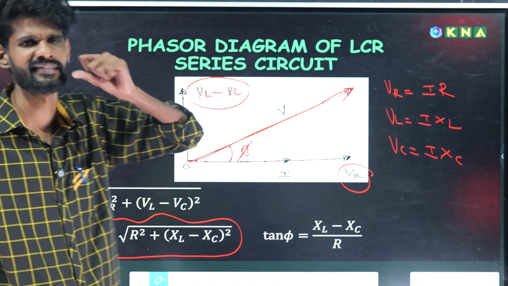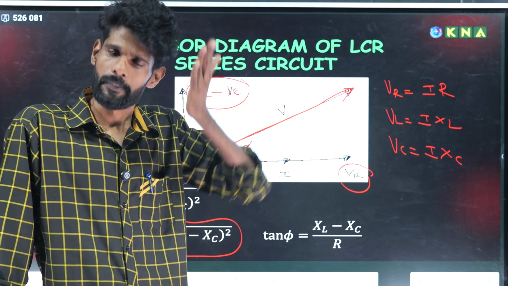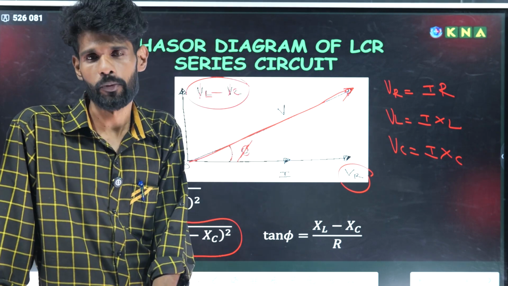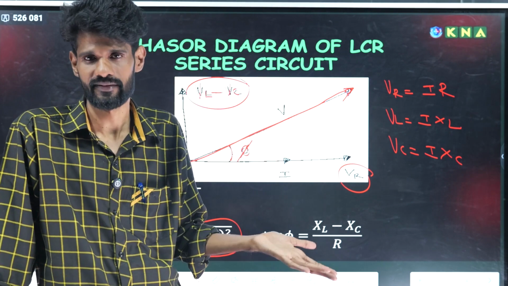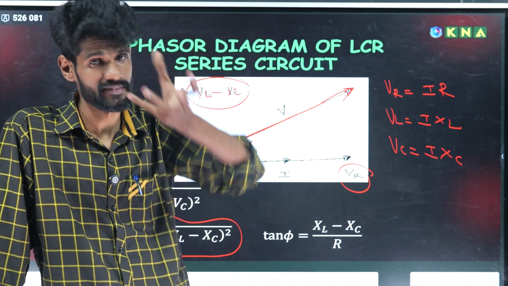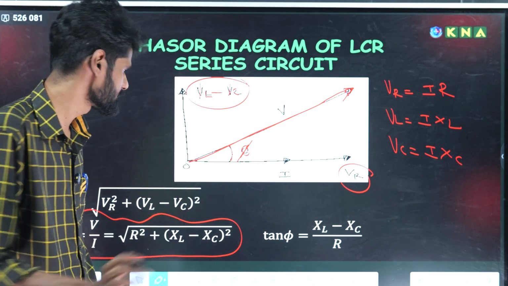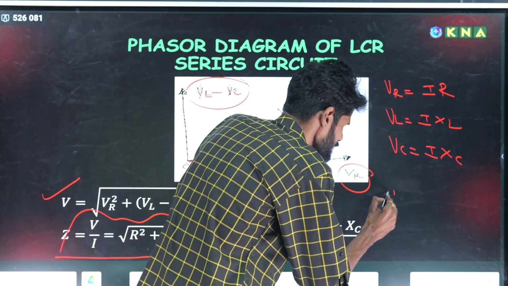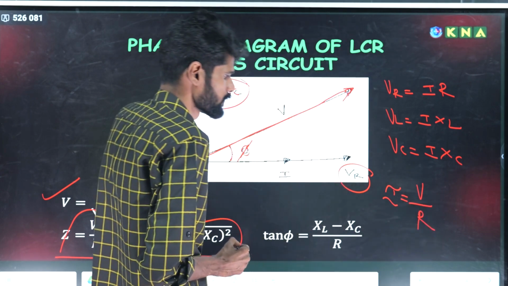Resistance is the opposition. Reactance is also an opposition. Impedance means the combined effect of resistance and reactance. Generally current is equal to net voltage by resistance; for AC circuits, it is net voltage by impedance. So what is the current? Current I is equal to V by R.